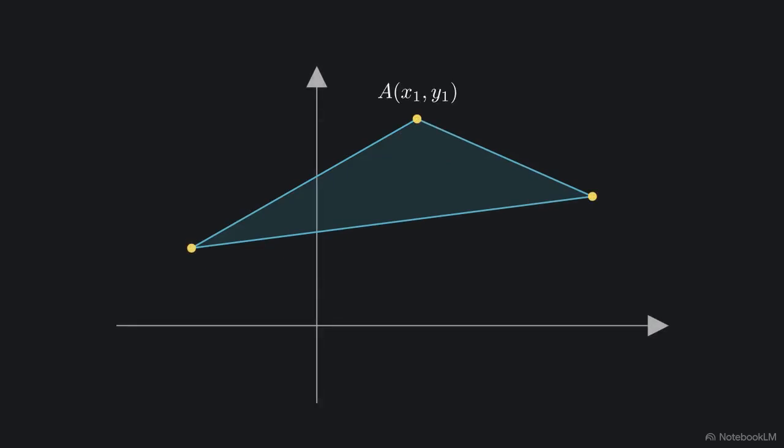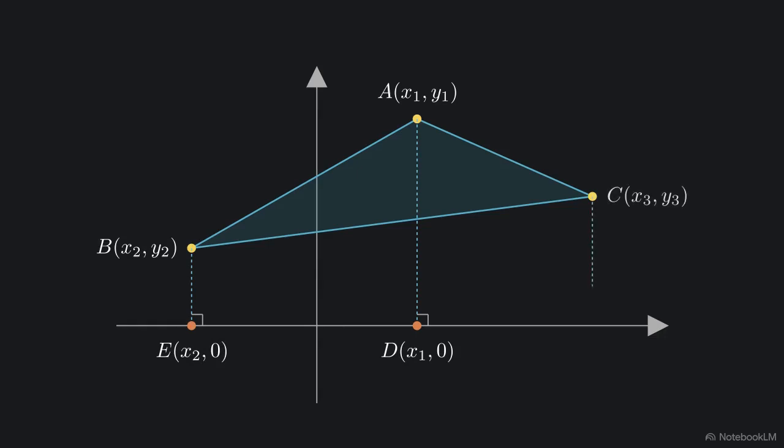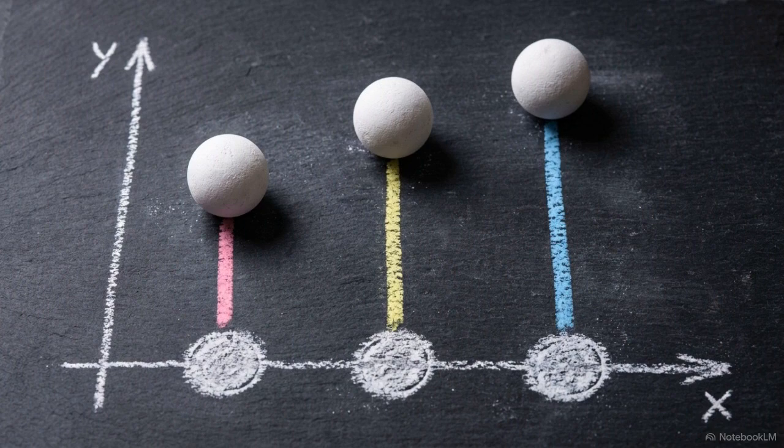Let's focus on vertex A, defined by the general coordinates x1, y1. We drop a perpendicular line from vertex A directly to the horizontal x-axis. This point of intersection is point D. Because point D rests on the horizontal axis, its vertical elevation is 0, so coordinates for D are x1, 0. Applying this projection to vertex B gives us point E at x2, 0, and projecting C downwards creates point F at x3, 0. The free-floating spatial vertices are now anchored as horizontal reference points on the x-axis.